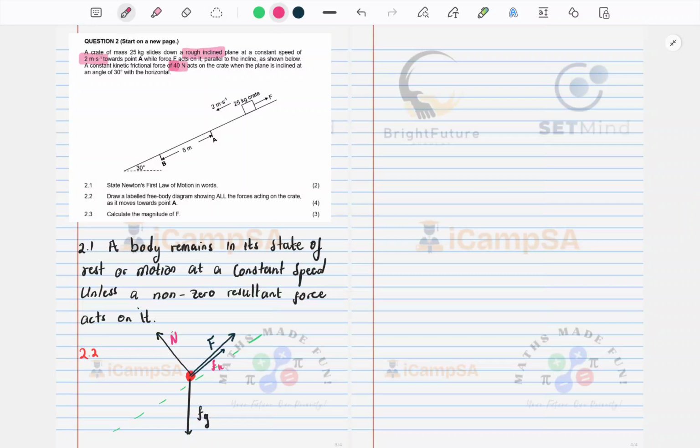Okay? Now let's move. So here they're asking us now to calculate the magnitude of force F. What is force F? Okay? Now let's get into it. Let's do some fun stuff.